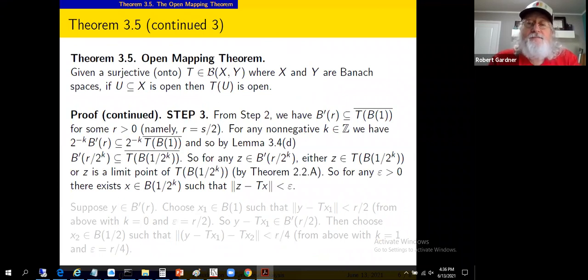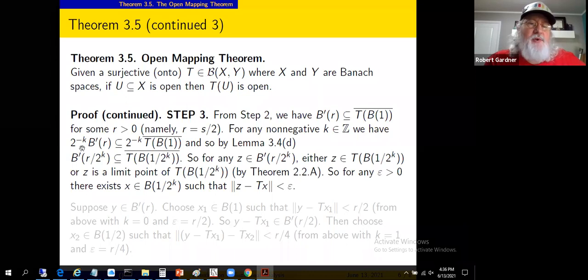And that's how the story will end. Step 3. Okay, we have B prime of R, a subset of the closure of T of B of 1, for some R greater than 0, it was S over 2. We had to do some cutting in half to get that kind of behavior. For any non-negative integer k, we have 2 to the negative k times B prime of R is a subset of 2 to the negative k times the closure of T of B of 1. And all we did was multiply both of these sets by 2 to the negative k. Subset up here will imply subset down here.